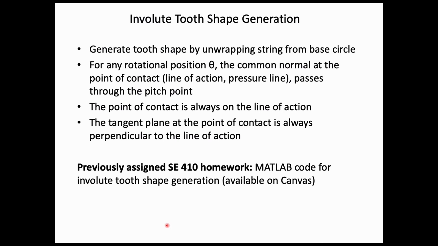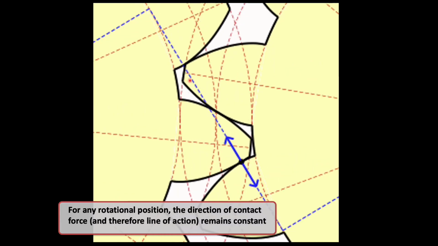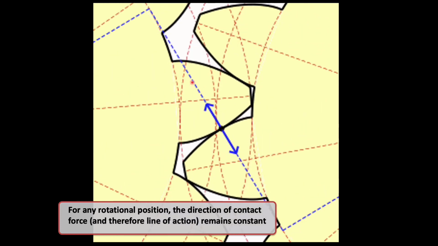In a homework that in previous semesters was assigned to SE 410 students, there was some MATLAB code provided that, based on the concepts introduced here, generated the actual geometry for a gear tooth shape. That's available to you on the course website if you're interested in seeing the code that can generate these involute shapes. Again, we're after this sort of behavior.